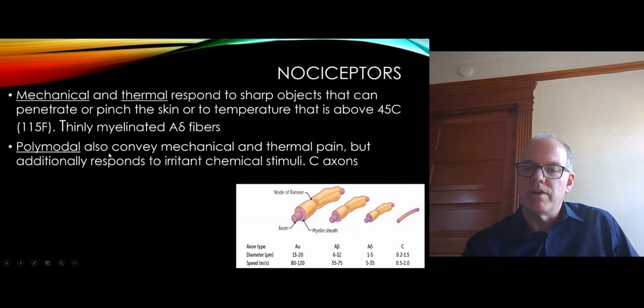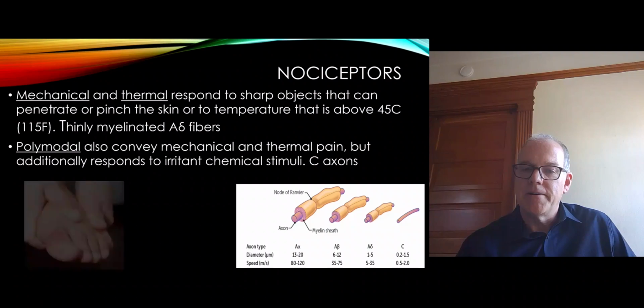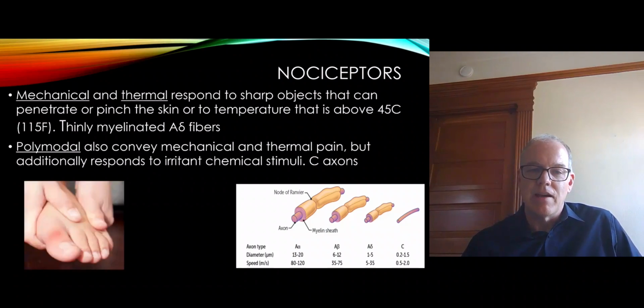The polymodal fibers also respond to mechanical and thermal, but in addition to chemical stimuli. These are relayed by unmyelinated fibers, what we call C fibers, and you can see that these conduct at a much slower speed. We can activate both the mechanical thermal and the polymodal fibers by stubbing your toe.